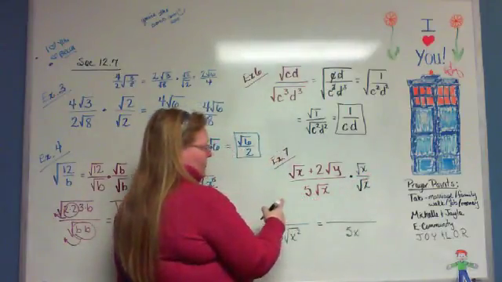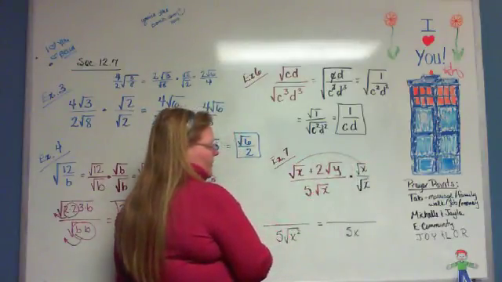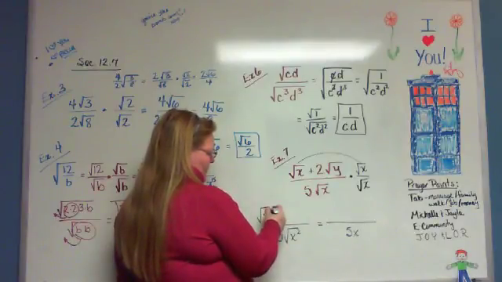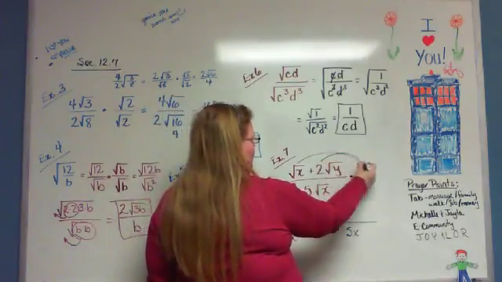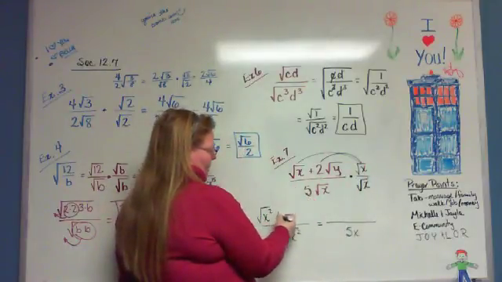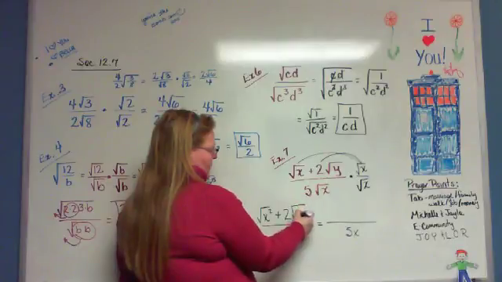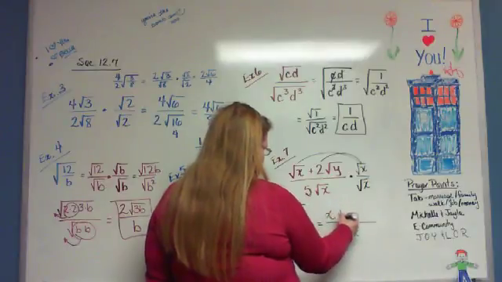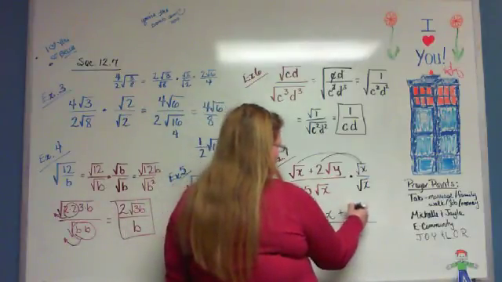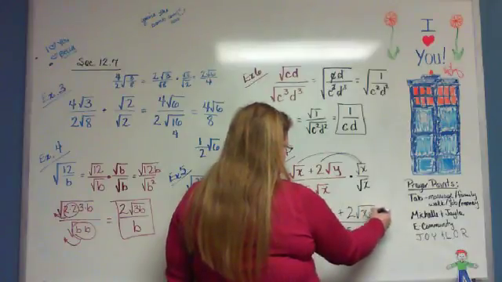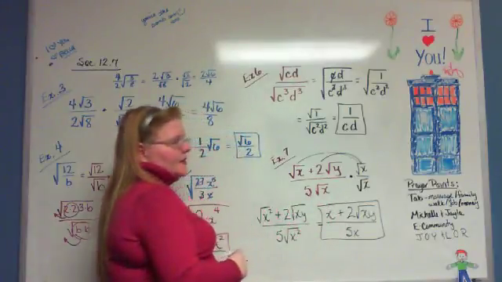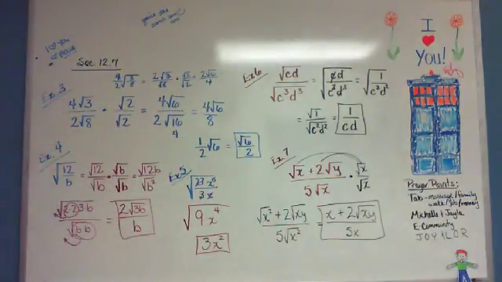But for the top, the square root of x times the square root of x is the square root of x squared. And then 2 square roots of y times the square root of x is 2 square roots of xy. Square root of x squared is just x. 2 square roots of xy can't be reduced. So you end up with this. And that's how I want you to leave it. Your book may write it a different way, but that's how I want you to leave it.